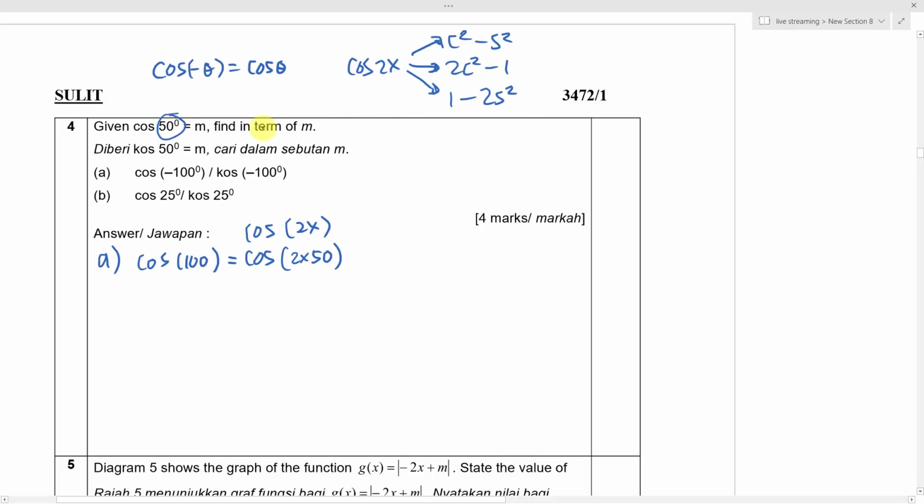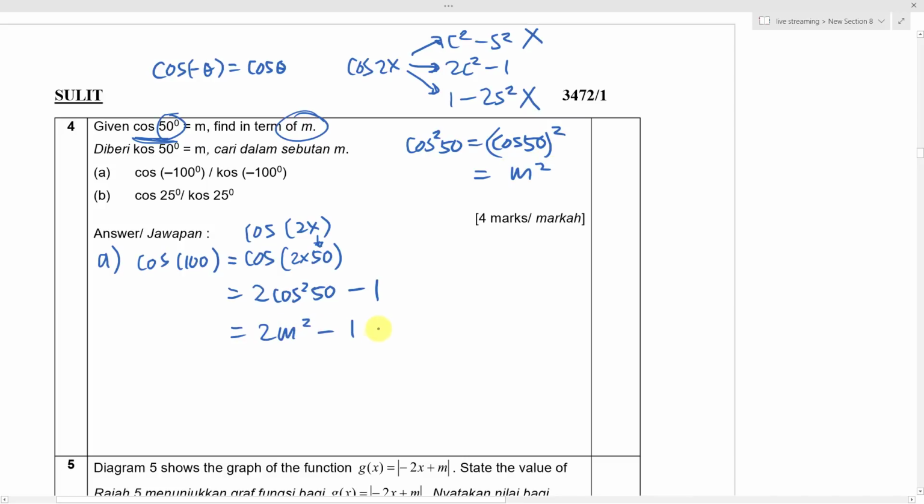But because over here, in order to answer in terms of m, I can only use the cos thing, because I do not know what sine 50 is. Therefore, I will ignore any formula with a sine. I will just focus on the formula with a cos. So it will equal 2 cos square 50 minus 1. I just apply it into the formula. You just assume x will be your 50 degrees here. Right, you get the idea? So cos square 50 is equal to cos 50 squared. And cos 50 is equal to m, so it will be m square. So it's 2m square minus 1. Alright, this is the answer for A.